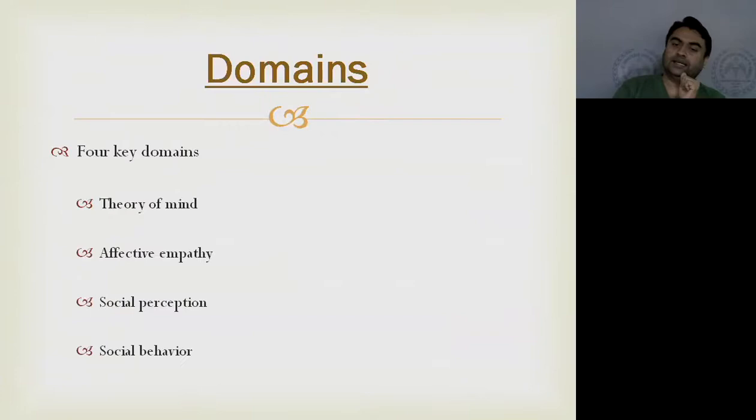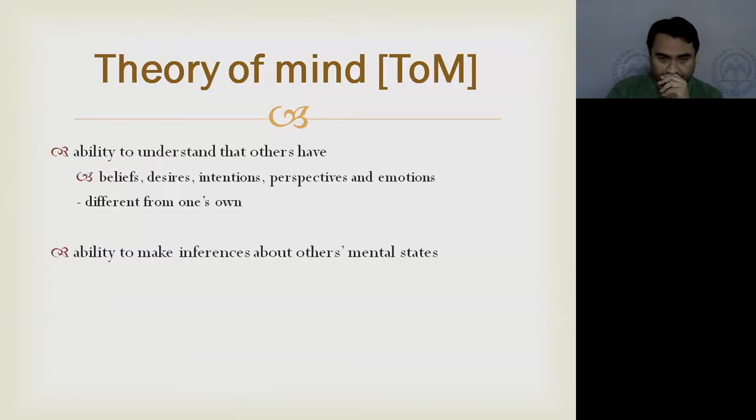So we classify into four key domains: the theory of mind, the affective empathy, social perception, and social behavior. So what is a theory of mind? It's the ability to understand that others have beliefs, desires, perspectives, and emotions different from one's own, and the ability to make inferences about others' mental states. There are two types, generally, the cognitive and the affective theory of mind.